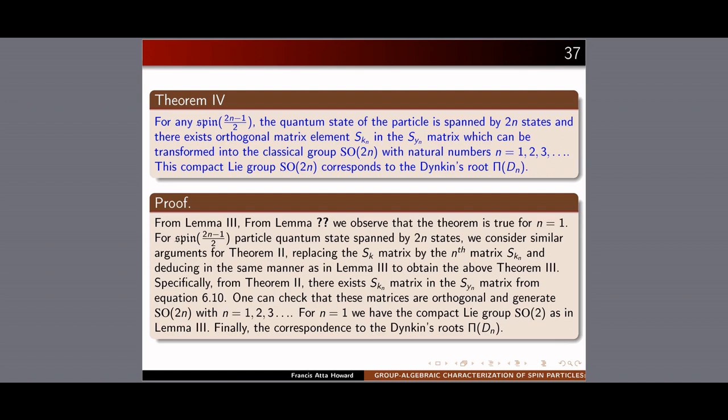Because the Dynkin roots are actually systems of roots for finite dimensional Lie algebras, in the classical cases. The Dynkin root is for the Lie algebra, and then this is the corresponding Lie group. Yes, absolutely. But still, that's part of the classical theory. What you're saying is that you will have this as part of your decomposition. That's absolutely what I'm saying.